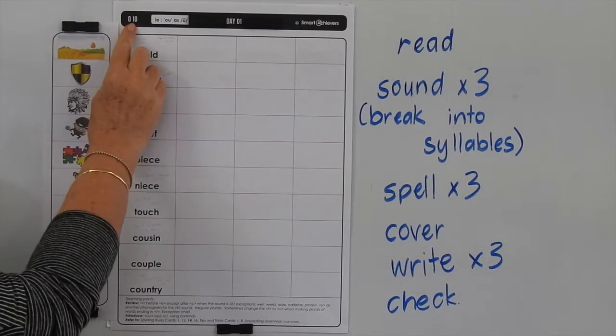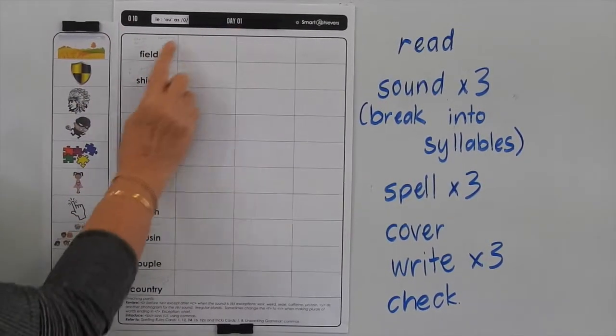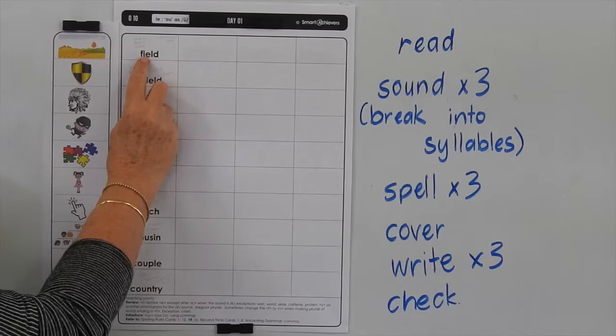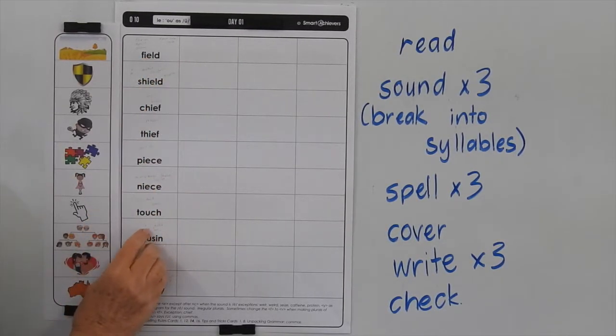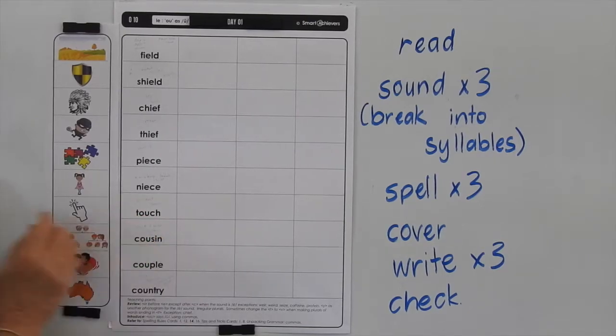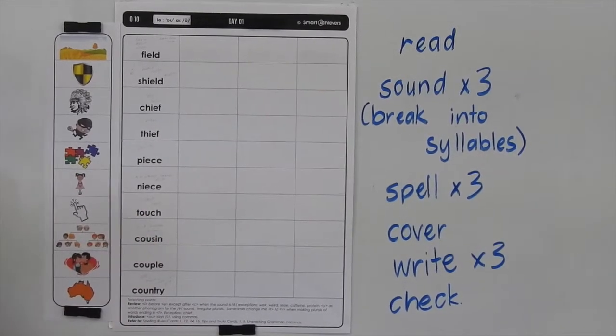This is level O, list 10, and we're doing the day 1 page. In this list, we're looking at the IE making the E sound, and down here, we're doing OU for the up sound. So let's go through and highlight those phonograms.